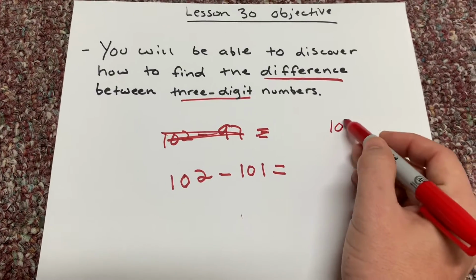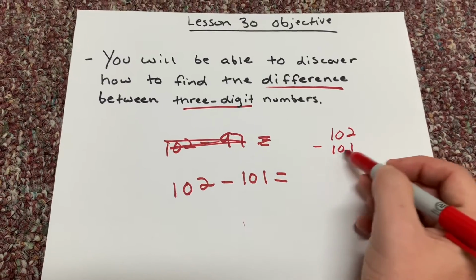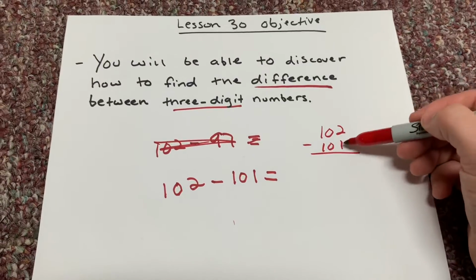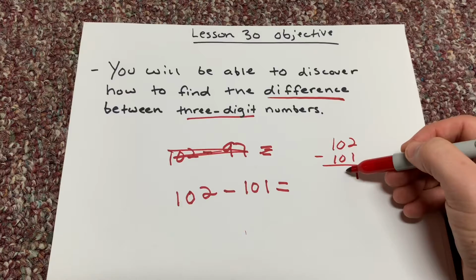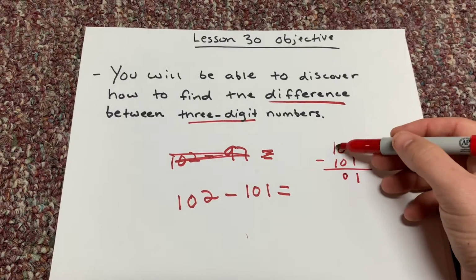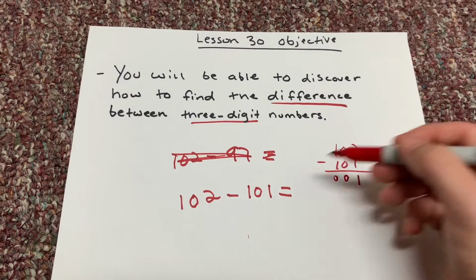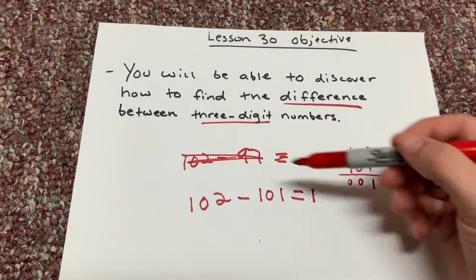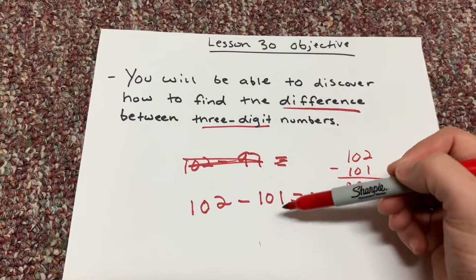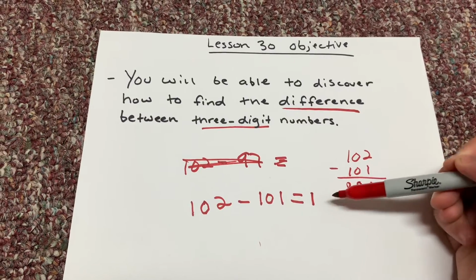So when I do 102 minus 101, I get 1 minus 2 in my ones, I get 1. 0 minus 0 equals 0. 1 minus 1 is 0. So the answer is 1. So the difference of 102 minus 101, the difference equals 1.